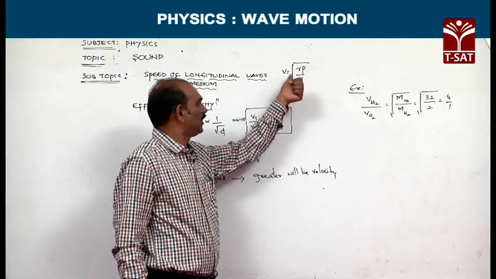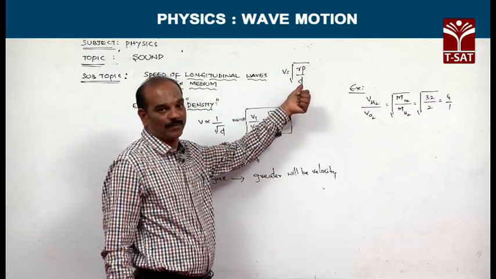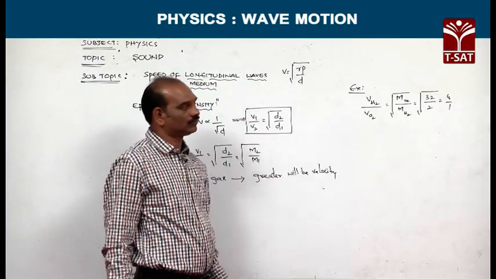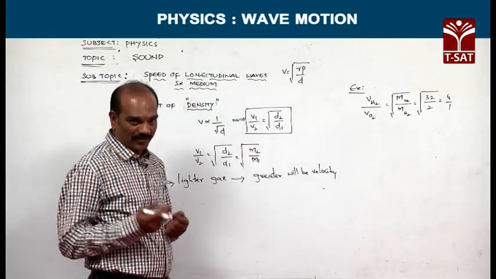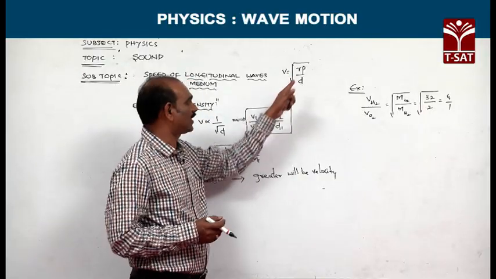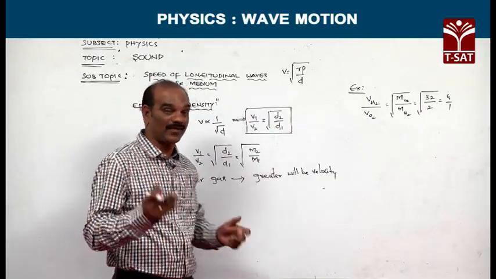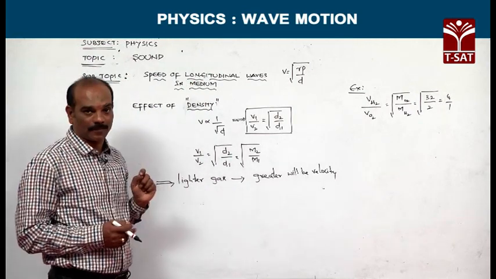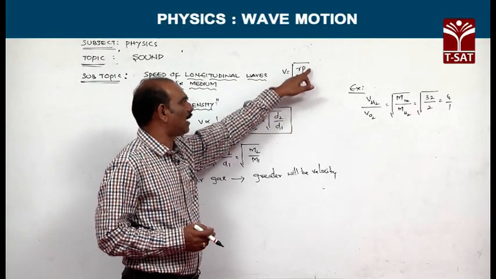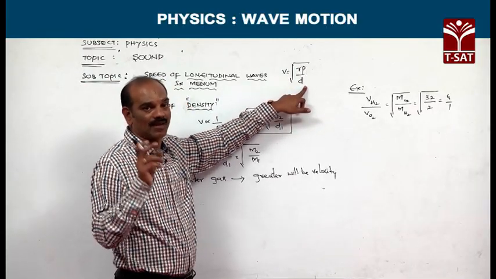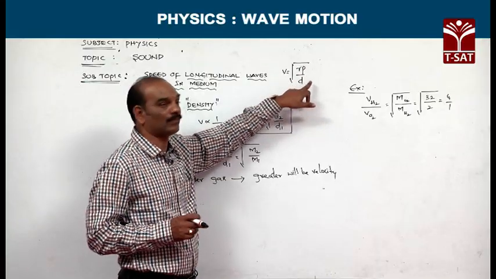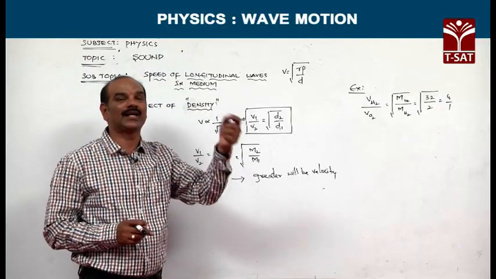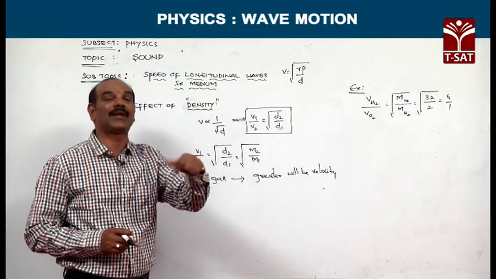So, we have the formula V = √(γP/D) used to find the speed of sound through a gaseous medium. Now, let us see the various effects: effect of pressure, effect of density, effect of humidity, effect of temperature. First of all, let us see the effect of density. V = √(γP/D), where D is the density of the medium, so V is proportional to 1 by root D. That means as density increases, speed decreases; as density decreases, speed increases.